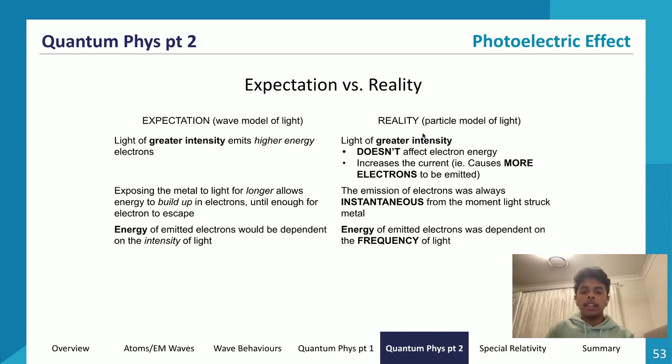So let's look at reality now. Light of greater intensity doesn't affect electron energy. What it does is it increase the current, and this is what we saw experimentally. So now let's try to explain it using the particle model of light. Why would it increase the current? Well, if we think back to what the particle model said, we linked intensity to the number of photons, right?